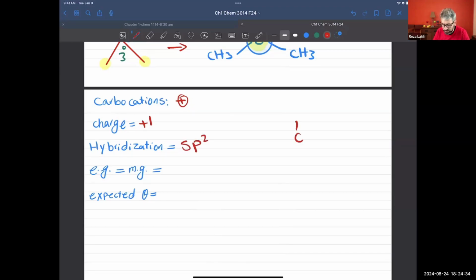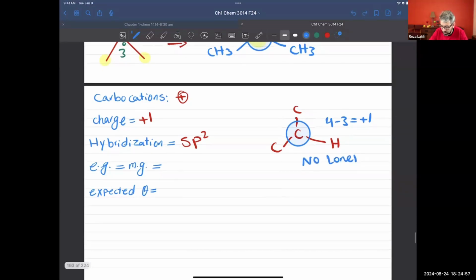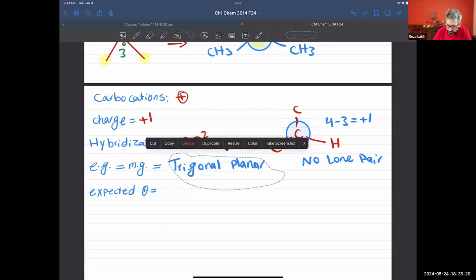So we have a carbon attached to, let's say, another carbon, and here, say hydrogen. Your central carbon is not going to be octet, and the charge for it will be +1. Because you don't have a lone pair, no lone pair. I don't have a lone pair on the central carbon. In that case, electron geometry and molecular geometry, both will be equal, and they will be trigonal planar.